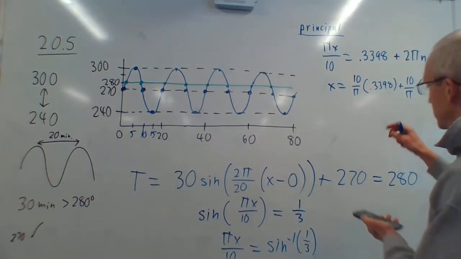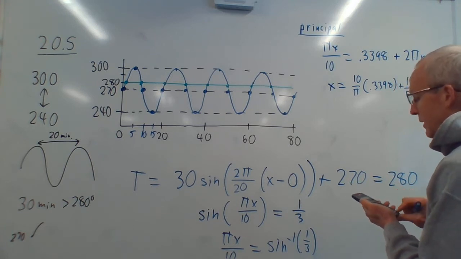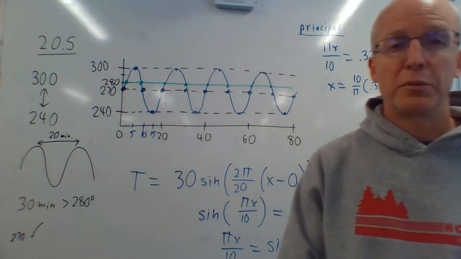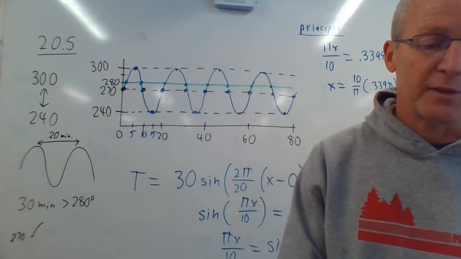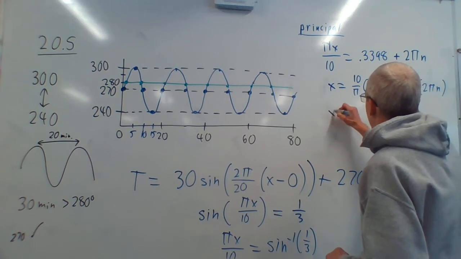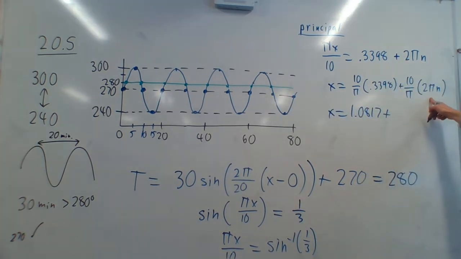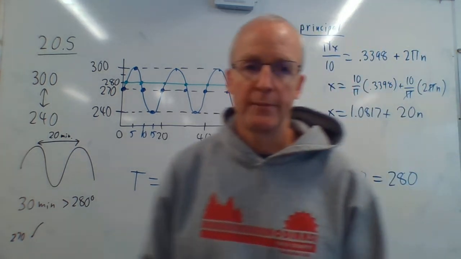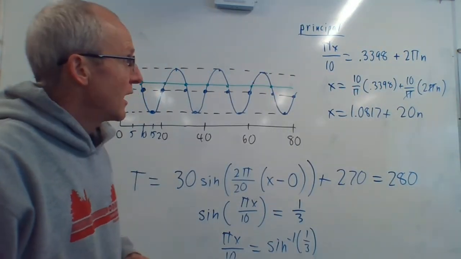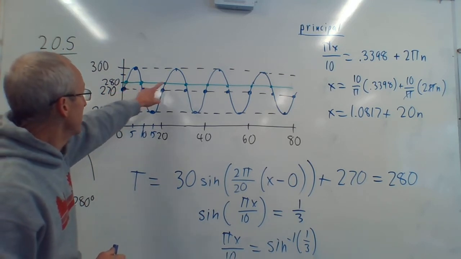So I'm just going to multiply that times 10 divided by pi. Don't even try to keep perfect numbers, okay? We're going to always do decimals here. 1.0817 is good enough. So x is equal to 1.0817 plus, okay, here we can keep perfect. The pi's cancel, 10 times 2 is 20, plus 20n. Well, obviously, keep that perfect. Okay, those are all the numbers for the first solution.